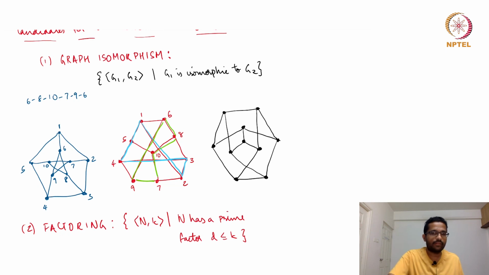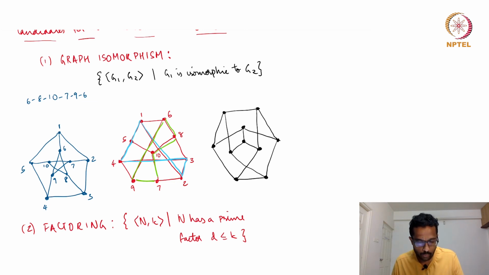Given two graphs, we have to decide whether they are the same. By rearranging the vertices, can we get one from the other, right? One from the other means the edges should be the same. So here 1 is adjacent to 6, 2 and 5. That is the same in the blue graph as well as the red graph, right?